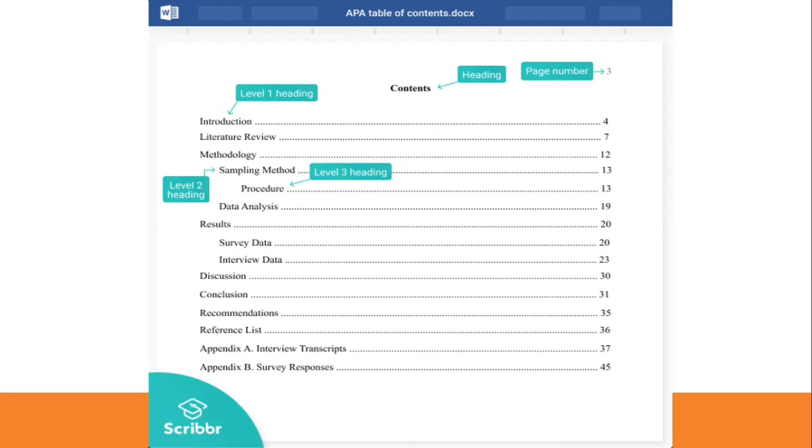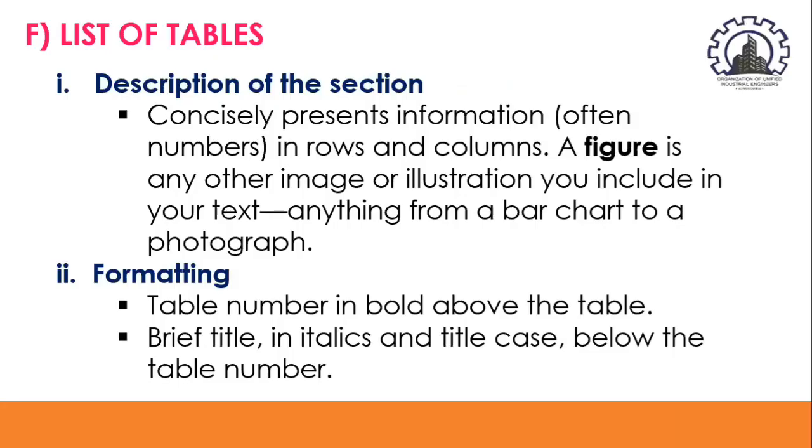So right after table of contents, we have the list of tables. And take note that the list of tables concisely presents information, often in numbers, in rows and columns. A figure is any other image or illustration you include in your text, anything from a bar chart to a photograph. Now, how do we format our list of tables then?